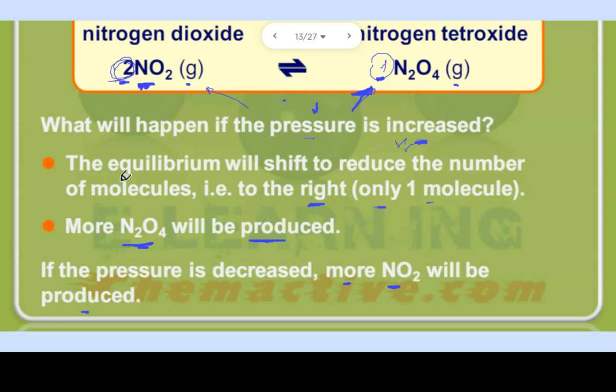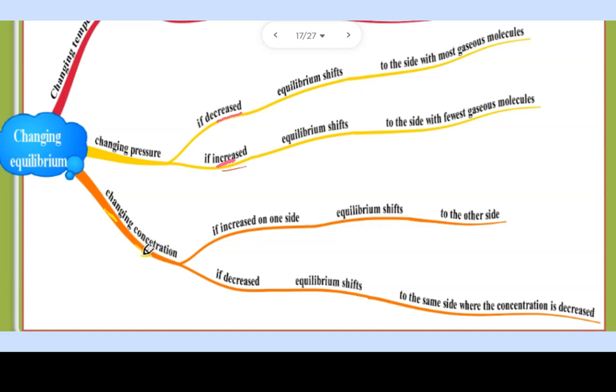Now let's go to the third factor, a change in concentration, and how it will affect the equilibrium. If concentration increases on one of the sides, equilibrium will shift to the other side, in the opposite direction. For example, if concentration increases at the products, equilibrium will shift to the reactants. And if concentration decreases at the products, equilibrium will shift to the side where concentration decreased.